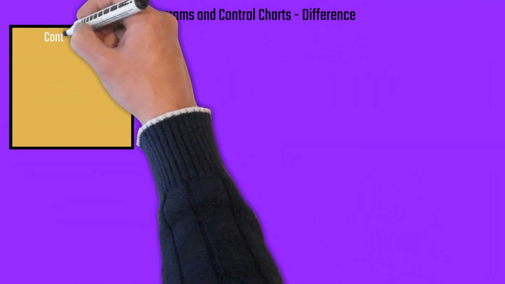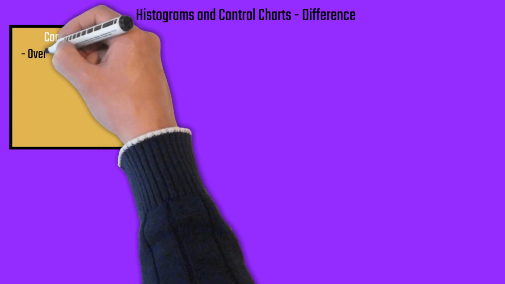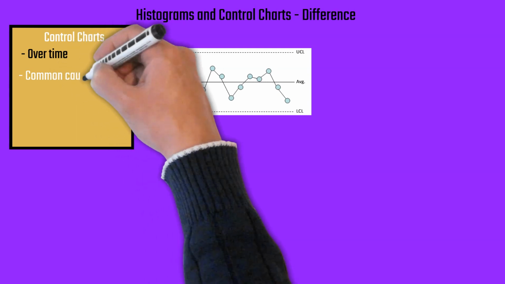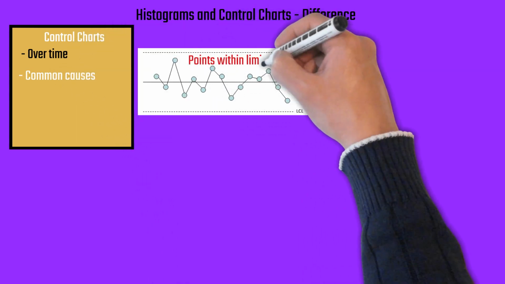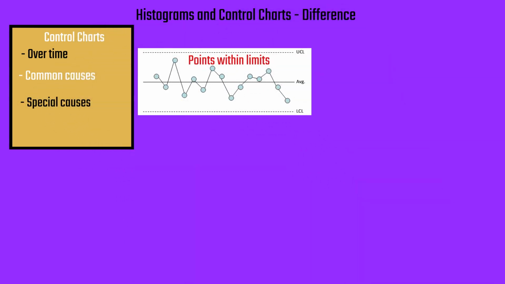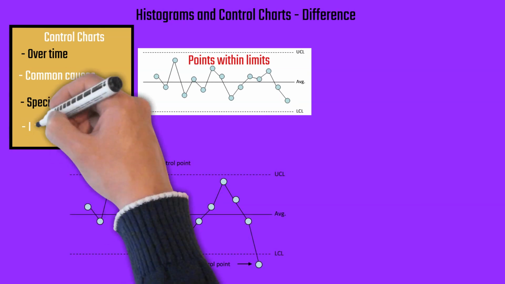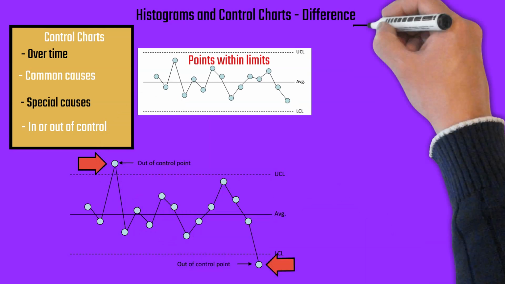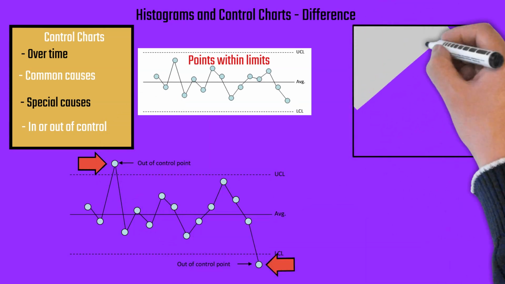But a histogram is not a control chart. There are differences. Remember, with a control chart, you're plotting data over time. And after a while, you calculate an average and control limits. And as long as everything's within those limits and there are no patterns, we say that you have just common causes and the process is in control. You can have out of control things like points beyond the control limits. So a control chart tells you if your process is in or out of control.